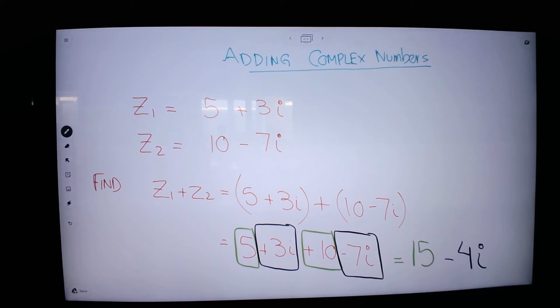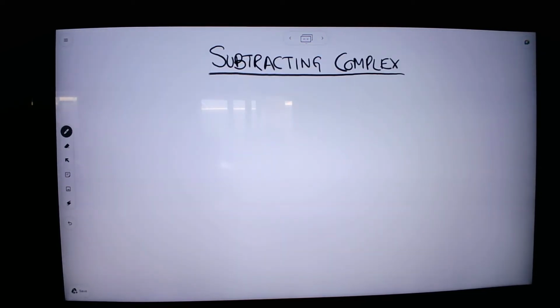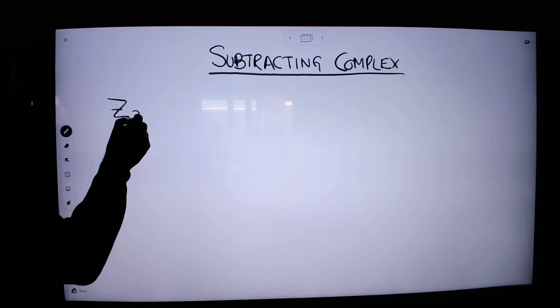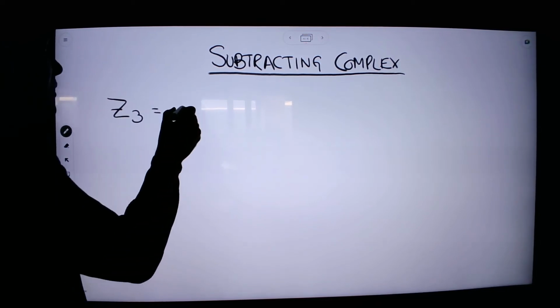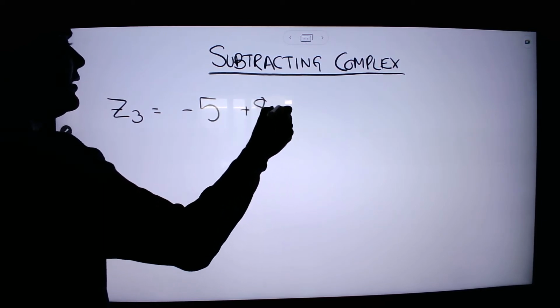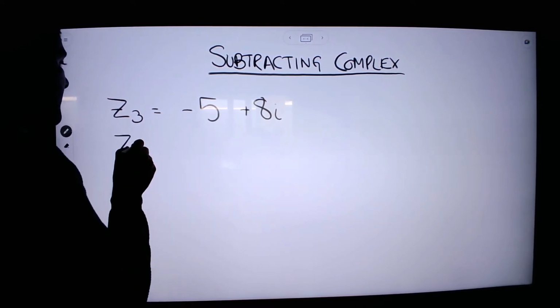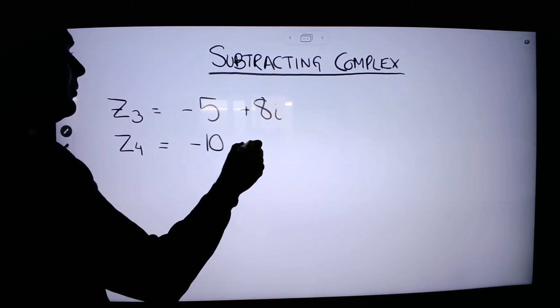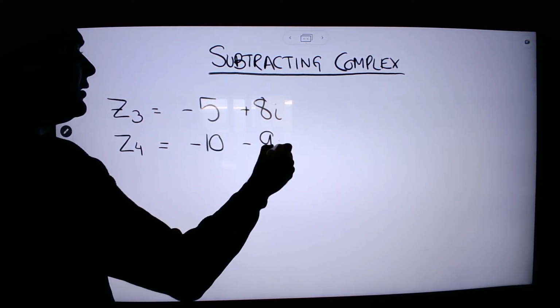Okay, anyone got any questions on complex numbers? Same method. Let's say I've got two complex numbers. This time I'm going to call them Z3 and Z4. Z3 is minus 5 plus 8i. And Z4 is minus 10 minus 9i.